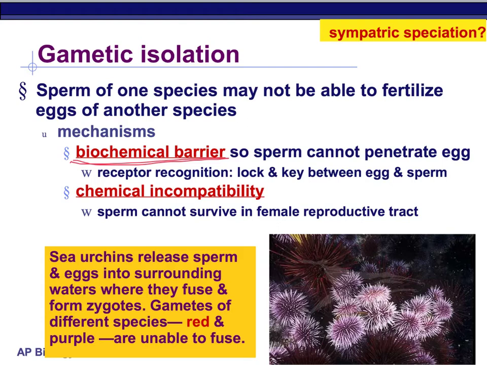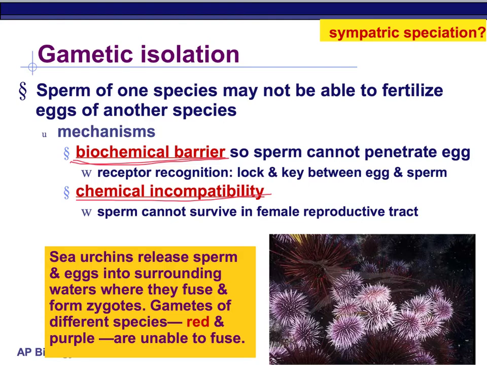So around the egg, there is some kind of mechanism where the sperm and the egg must fit together in a certain way, or there are certain kinds of receptors that have to be triggered so that the sperm can penetrate the egg. And if those don't exist, then the sperm can never get into the egg, DNA can never be put together. Technically, we haven't been fertilized. The other way is through what we call chemical incompatibility, where the sperm cannot survive inside of the female because the conditions are either too acidic or too basic, and the sperm just can't make it. It doesn't like those conditions.